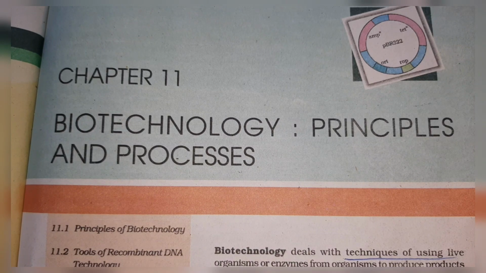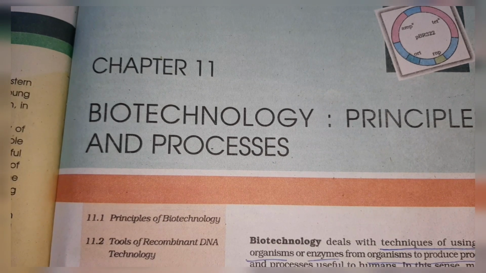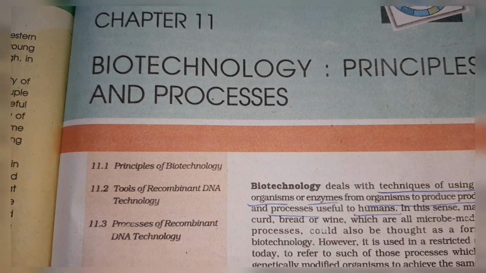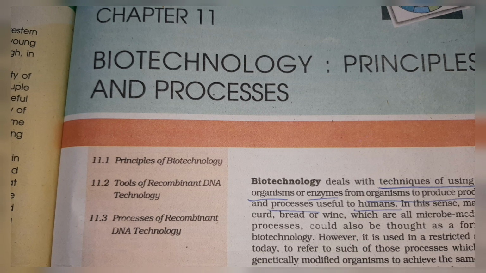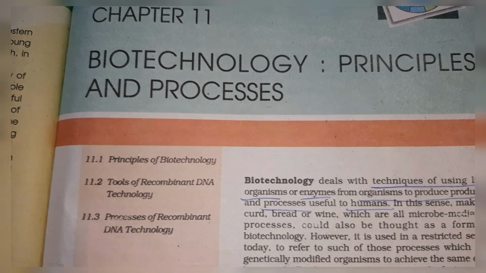In today's video, we will cover Chapter 11, Biotechnology: Principles and Processes. In this chapter, we will learn about the principles of biotechnology, on what principles biotechnology is based, and the rules of recombinant DNA technology, the tools. What tools do we need? What are the different equipments we need for recombinant DNA technology? We will also learn the process of recombinant DNA technology, how it is performed.